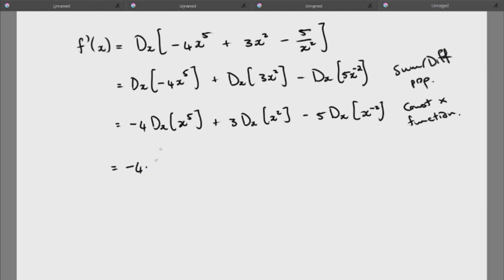Leave the negative 4 in front. The power rule says that 5 goes in front as well, x to the 4. There's a 3 in front in the second term. 2 goes to the front as well, x to the 1. I'll write the 1 there, though you don't have to. I have a 5 in front. Now a negative 2 goes in front as well, and it's x to the negative 3.